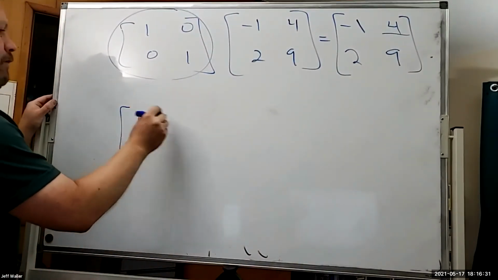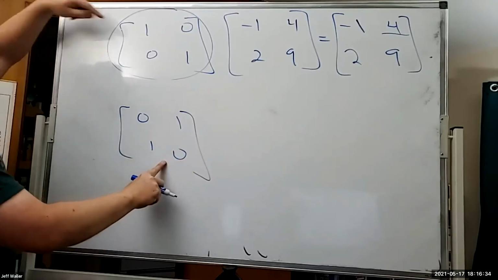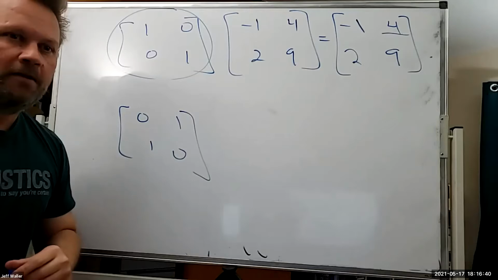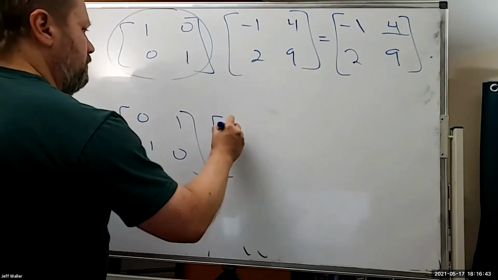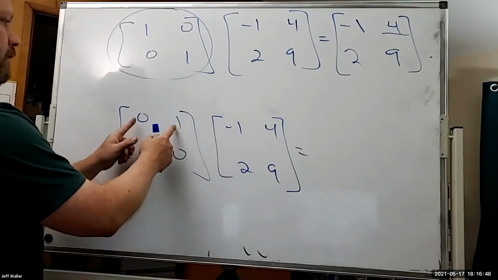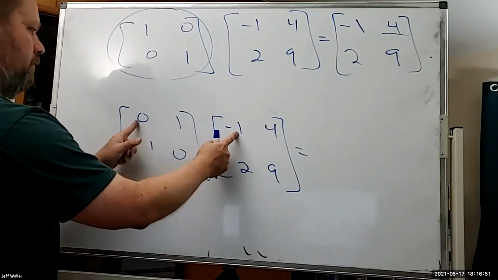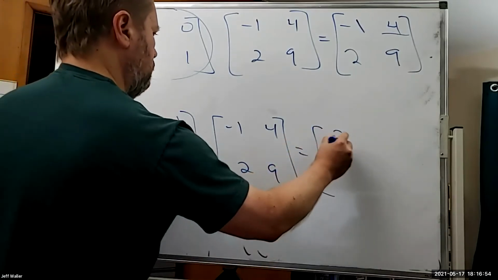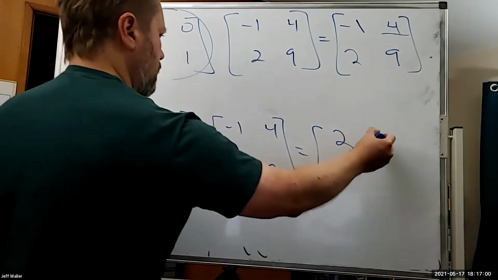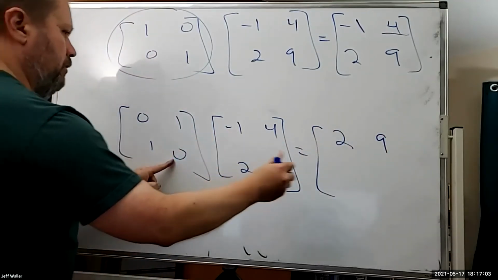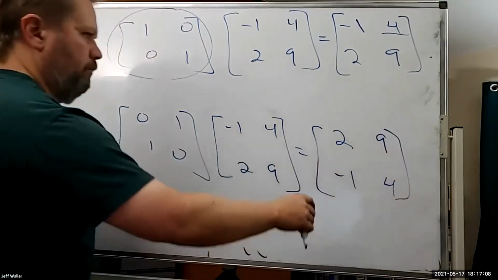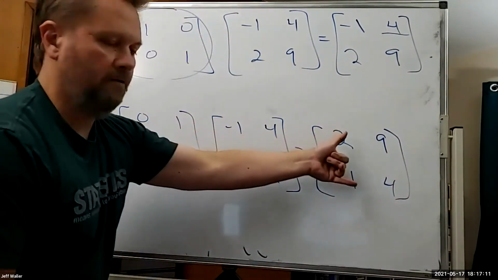Now watch. How is this different? What did I do here? All I did was I switched those, right? So watch the effect it has on this. Let's see if it has any effect. 0, 1. So 0 plus 2 is 2. And then I'm going to do here. 0 plus 9 is 9. -1 plus 0 is -1. 4 plus 0 is 4. Didn't I just do that?